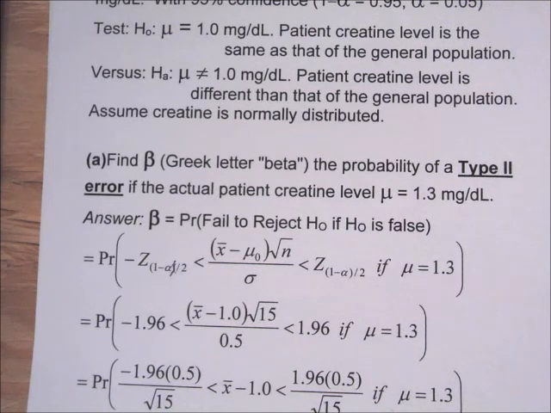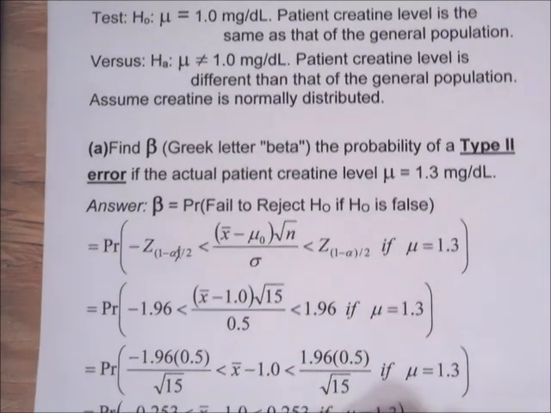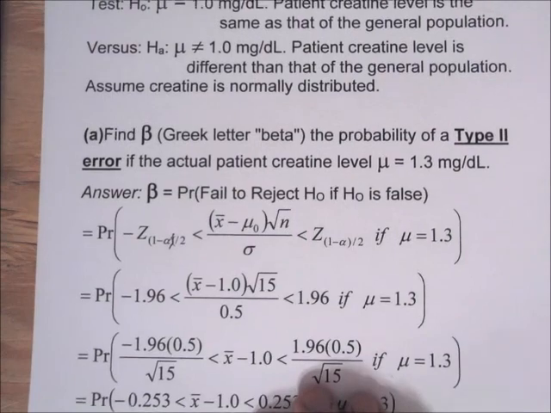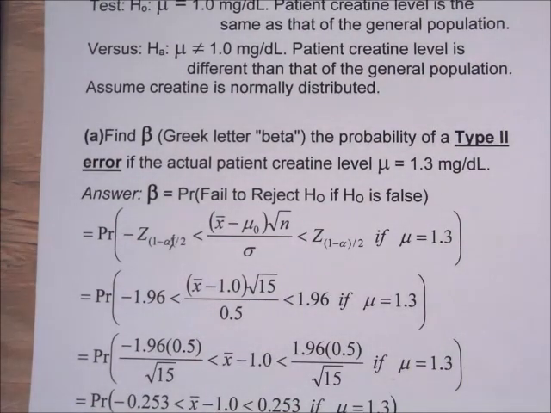Okay, so we're not going to plug in a number for x bar, because we're treating x bar as a random variable in order to compute the probability of a type 2 error, because the sample mean can vary from one sample to another.